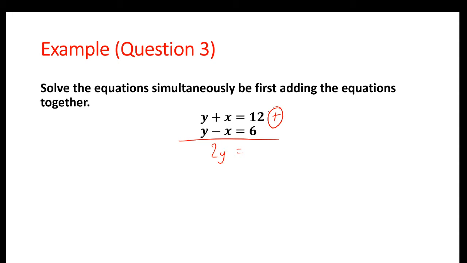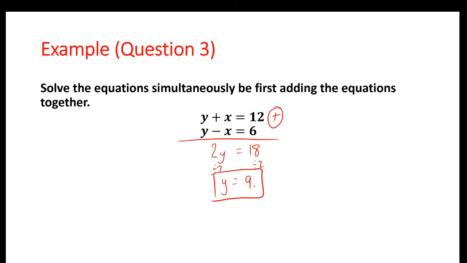Then lastly, we've got 12 plus 6. Well, 12 plus 6 is just equal to 18. Now, from this point onwards, we need to work out what y is equal to. So to do that, I'm going to divide both sides by 2. So divide by 2, divide by 2. And that leaves me with y is equal to 9. Okay, so that's my first answer. So the first number that is true for both of these equations is when y is equal to 9.